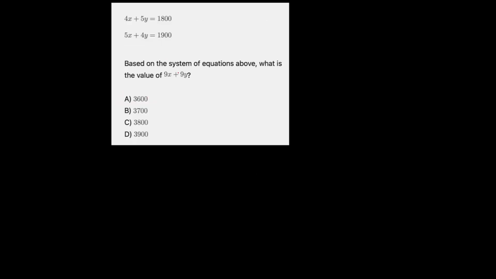Let's try another. Here we have two linear equations. The x and y are to the first power, and we're being asked for an expression, not for the individual x's or y's. So let's just add straight down, super easy, and we'll get 9x plus 9y equals 3,700 when you add straight down there. And that's what they're asking us for. What's 9x plus 9y? 3,700.